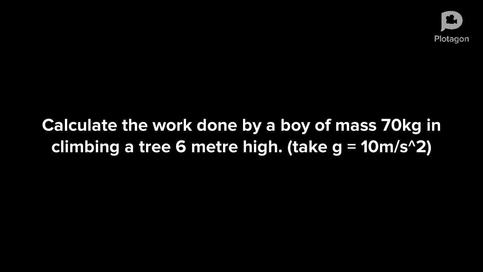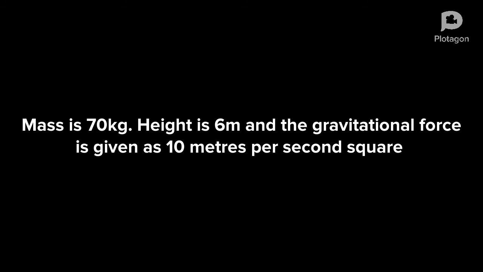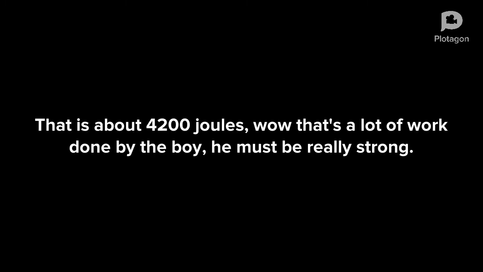Calculate the work done by a boy of mass 70 kilograms in climbing a tree 6 meters high. Take g equals 10 meters per second squared. Quickly, mass is 70 kilograms. Height is 6 meters and the gravitational acceleration is given as 10 meters per second square. So, work done equals mgh. So W equals 70 times 10 times 6. That is 4,200 joules. Wow, that's a lot of work done by the boy. He must be really strong.